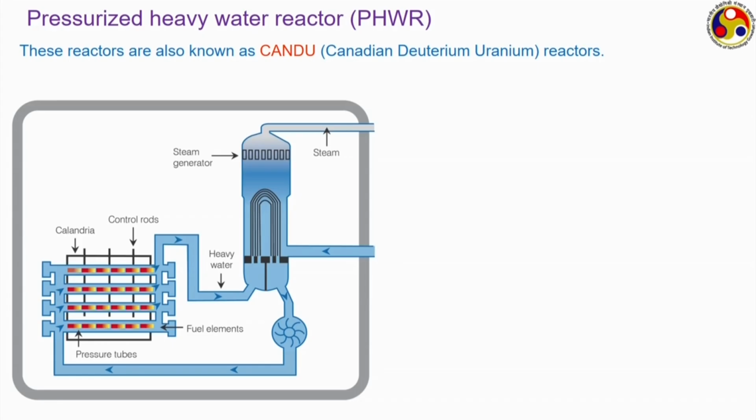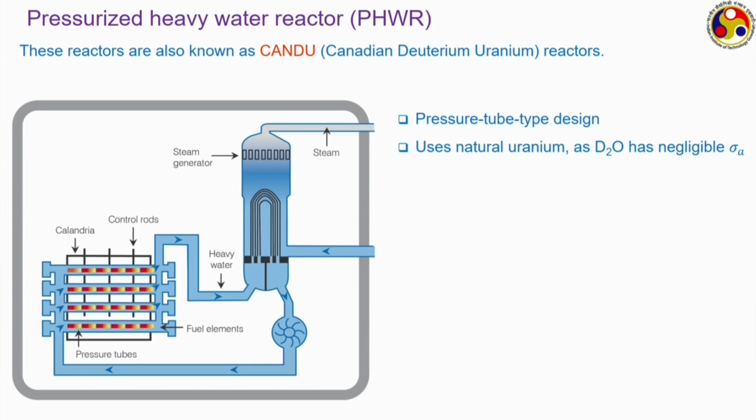Next, the pressurized heavy water reactor, PHWR. This kind of reactor is also called a CANDU reactor because it originated from Canada, and the term combines Canadian deuterium uranium. Here the most striking feature is the pressure tube type design. We have a large vessel here which is called the calandria. Inside the calandria we have heavy water stored, and then several pressure tubes are immersed into this calandria, the tubes which contain the fuel elements.